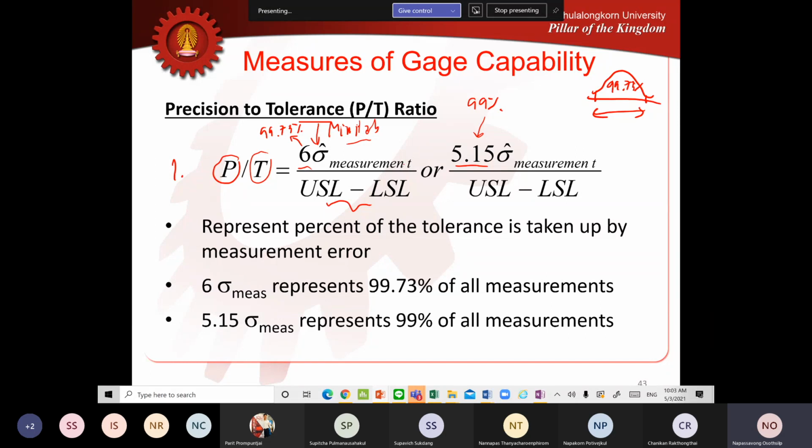So we compare the variation of the measurements with the tolerance. If the tolerance is large, it means we allow for large variation of the part. So this ratio has to be less than 0.3. That means we have to keep the variation of the measurements to be less than 30% of the tolerance. That would be good.